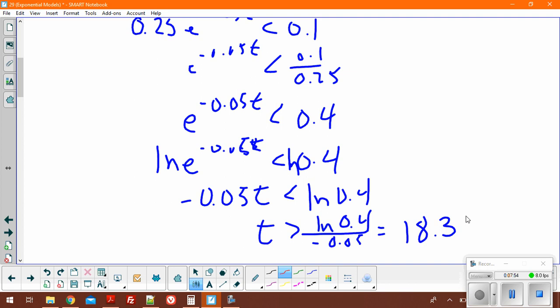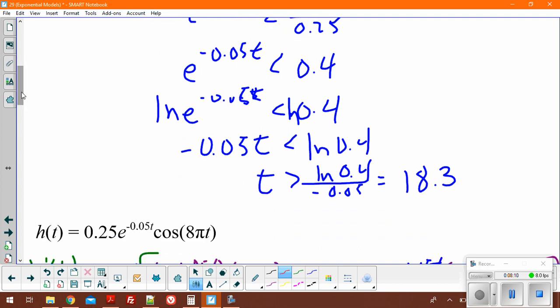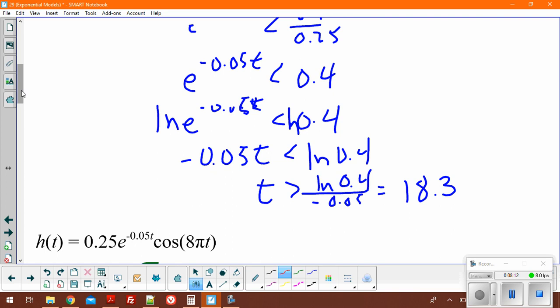So that's saying that sometime after 18.3 seconds, that's when the first max will have occurred. But I don't know exactly when that is. I know it's after 18.3, but I don't know exactly what it is. So now we'll start looking at the exact part. Okay, so to find my critical points, I'm going to take the derivative of this.